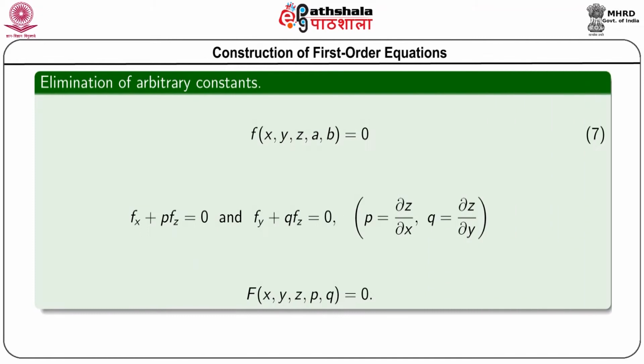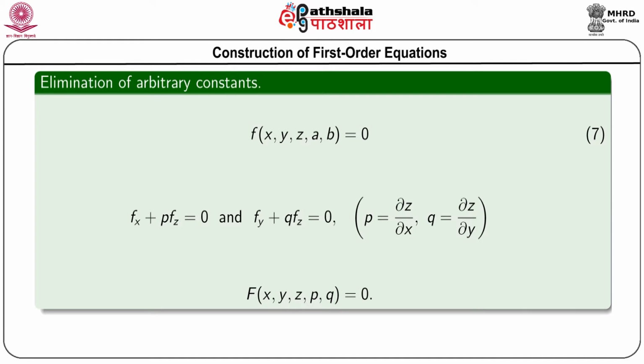Now, we are going to discuss, is there any relation like that in case of partial differential equation? So, to get that answer, let us go to the next slide. Suppose we have a function and relation in the form f(x, y, z, a, b) equals 0, where a, b are arbitrary parameters.